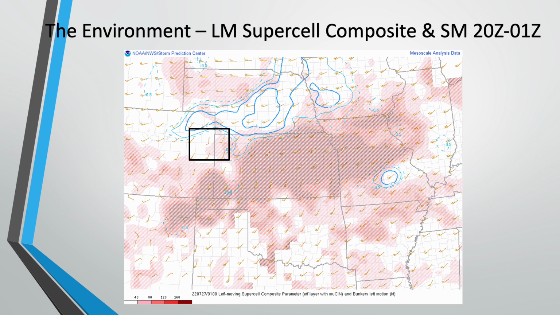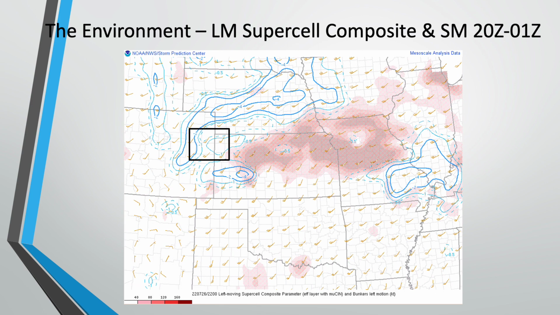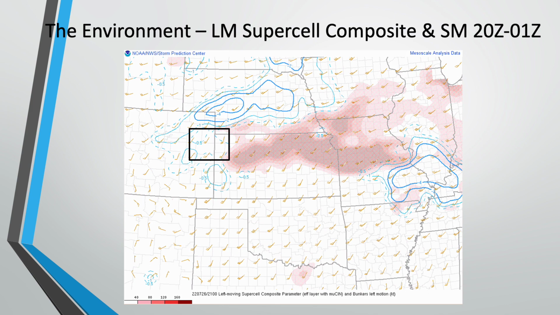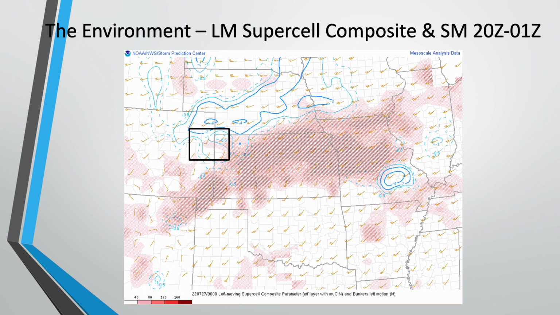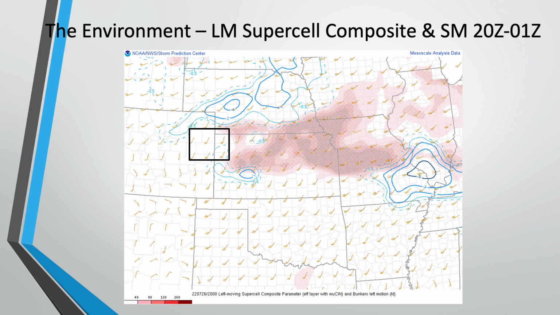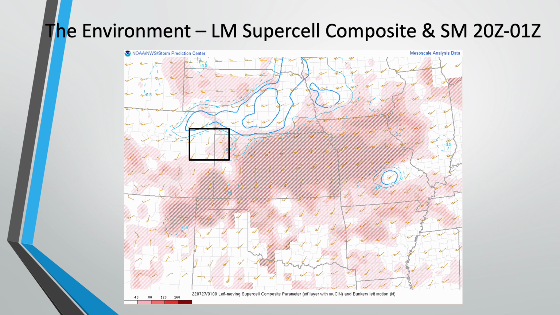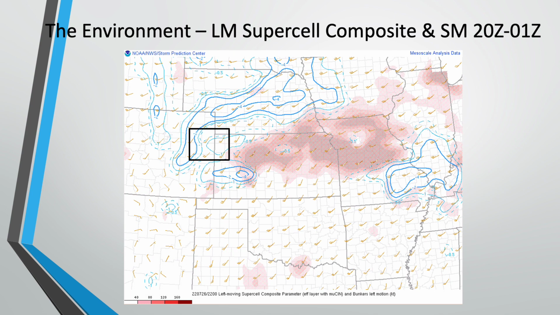Looking at the left mover, this is just to have a good feel of what the environment was showing. We do have it pulling out of the southwest, moving to the northeast, so counteractive flow. Not a lot going on in terms of a supercell composite there.